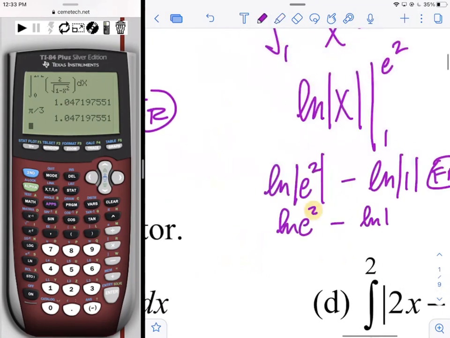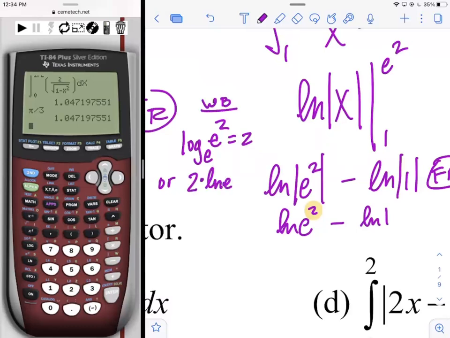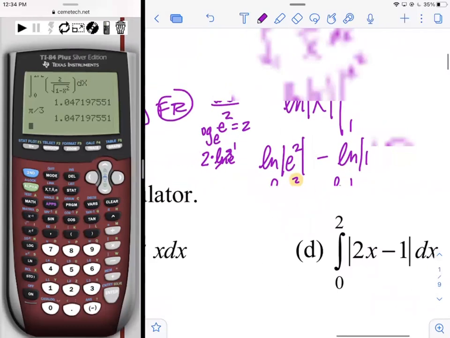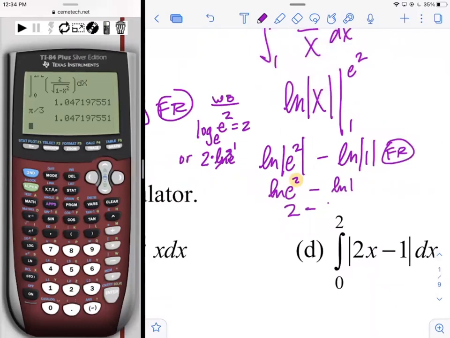It's 2, right? Because this is the same as log base e of e squared. Log base b of b to the blob is blob. Or you could bring the 2 out front and call it 2 times the natural log of e. And of course, the natural log of e is 1, so this becomes 2. And then what's the natural log of 1? 0. Good. And then 2 minus 0 is 2.